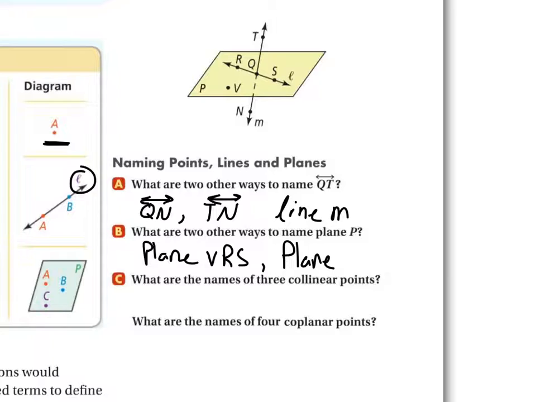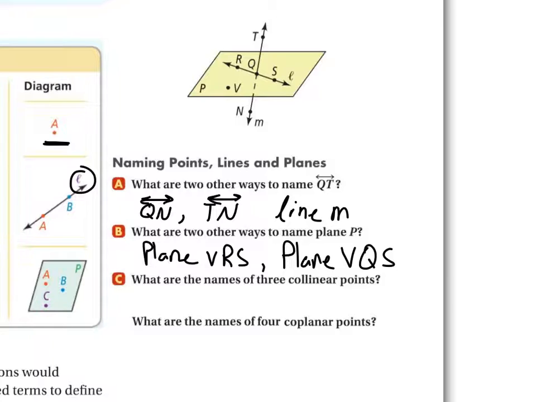Is T on the plane? No. Remember, that line's going straight through like that, so T's like up here hovering above the plane. Plane QS? VQS. You have to have V in there. You have to have 3 points. So if we have plane VQS, that would work. Okay?